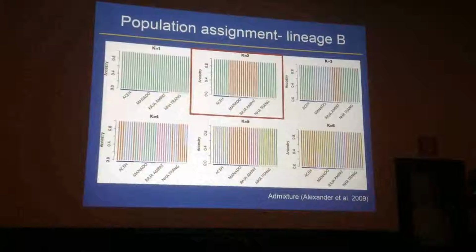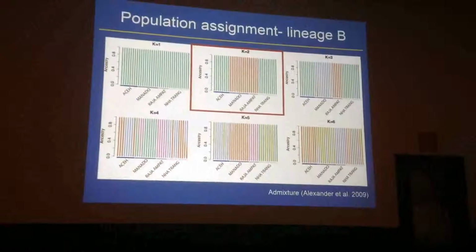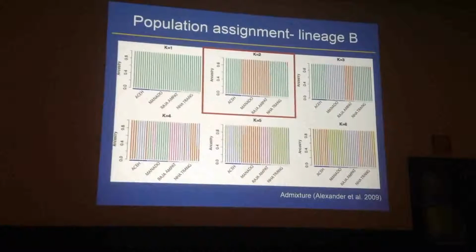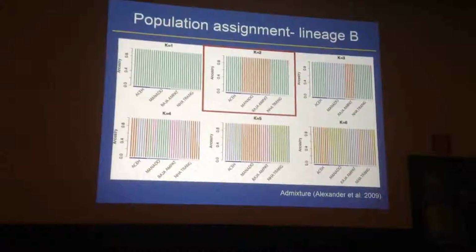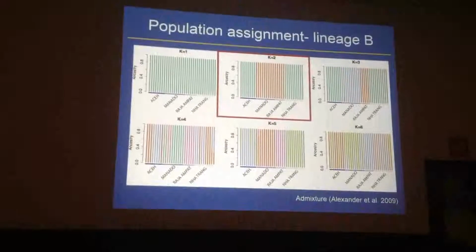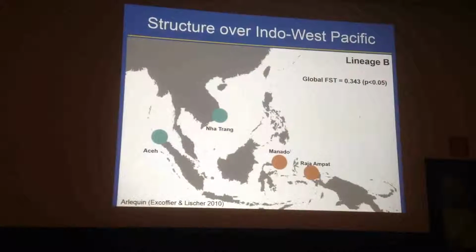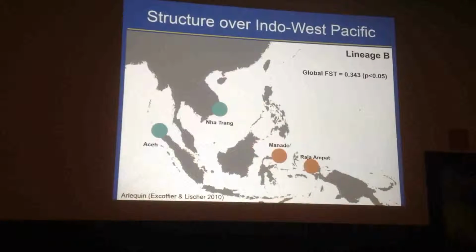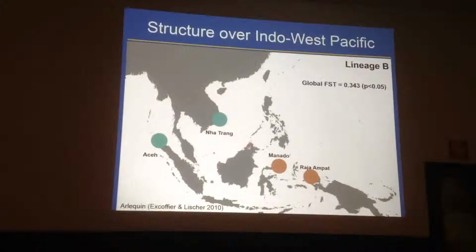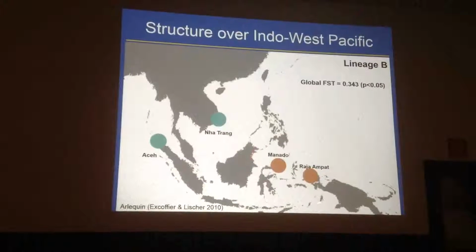We then probabilistically assigned individuals to potential populations using ADMIXTURE. So we tested K values from 1 to 10, but we are just showing here 1 to 6. And we find that K equals 2 had the lowest cross-validation error estimate, indicating that we likely have 2 populations for lineage B. And here, individuals sampled from Aceh and from Nha Trang in Vietnam form 1, and individuals from Manado and Raja Ampat in Indonesia form another.